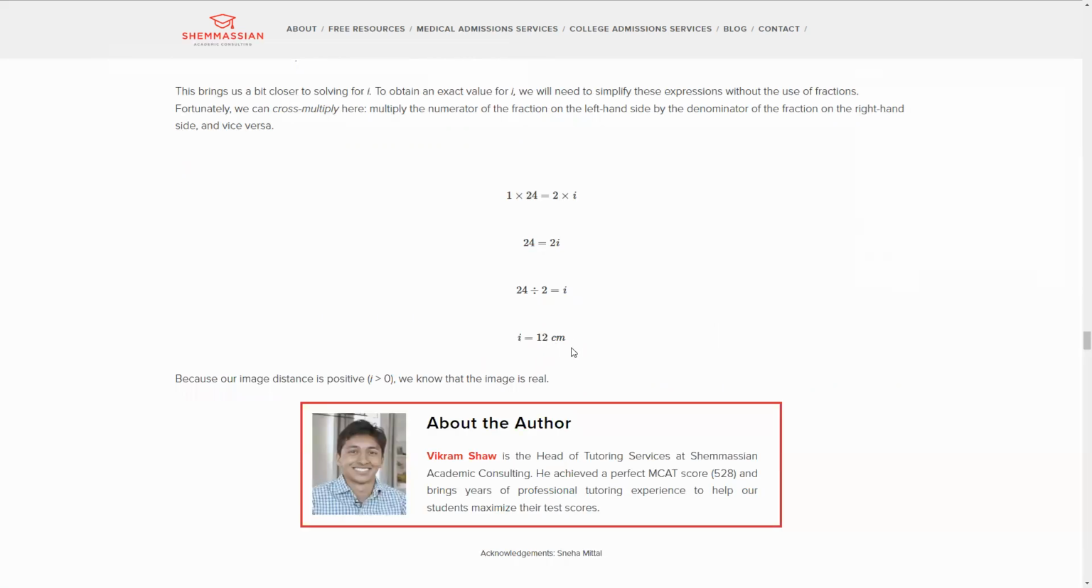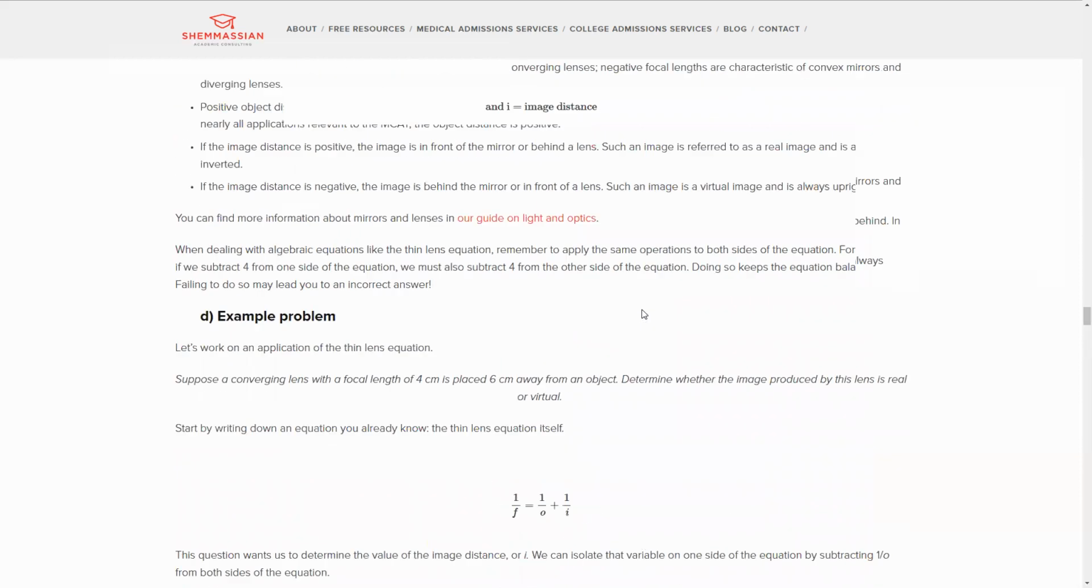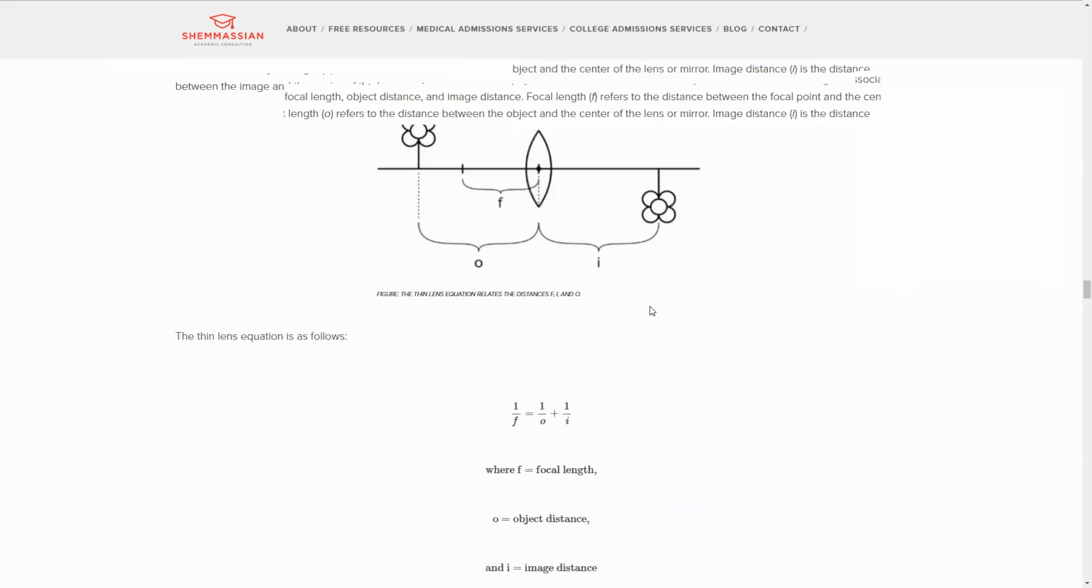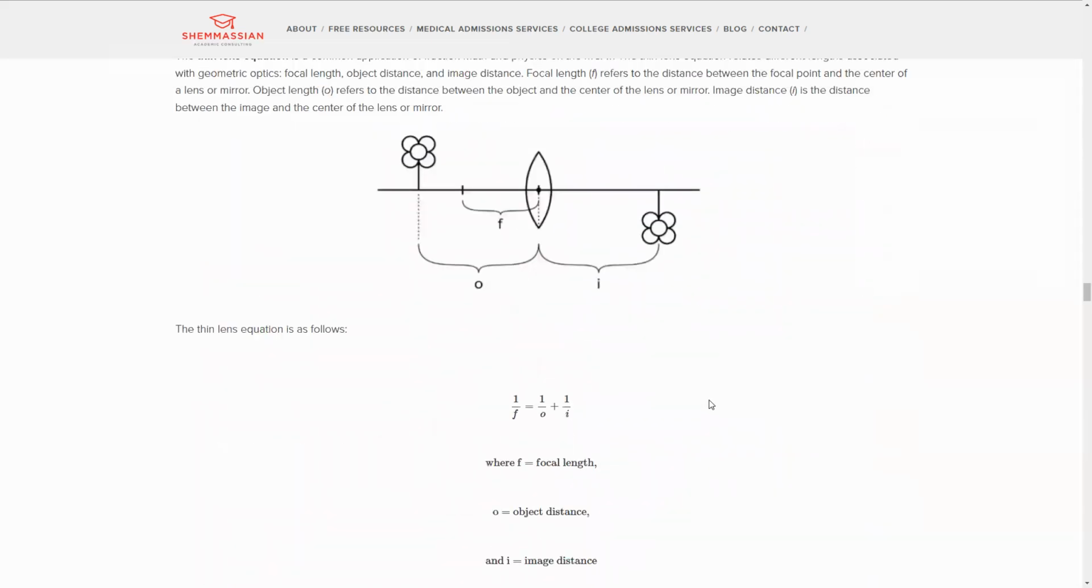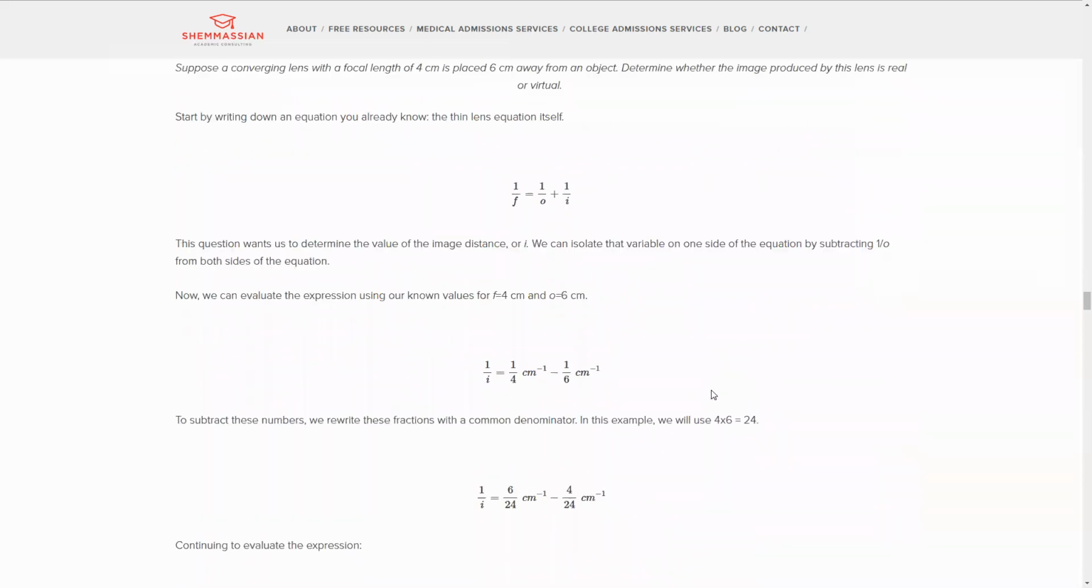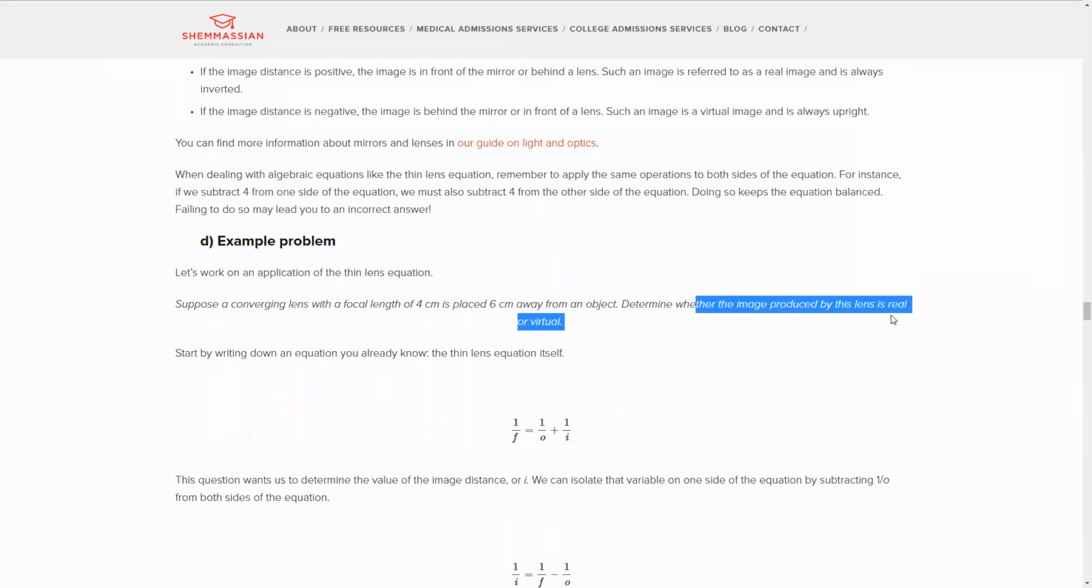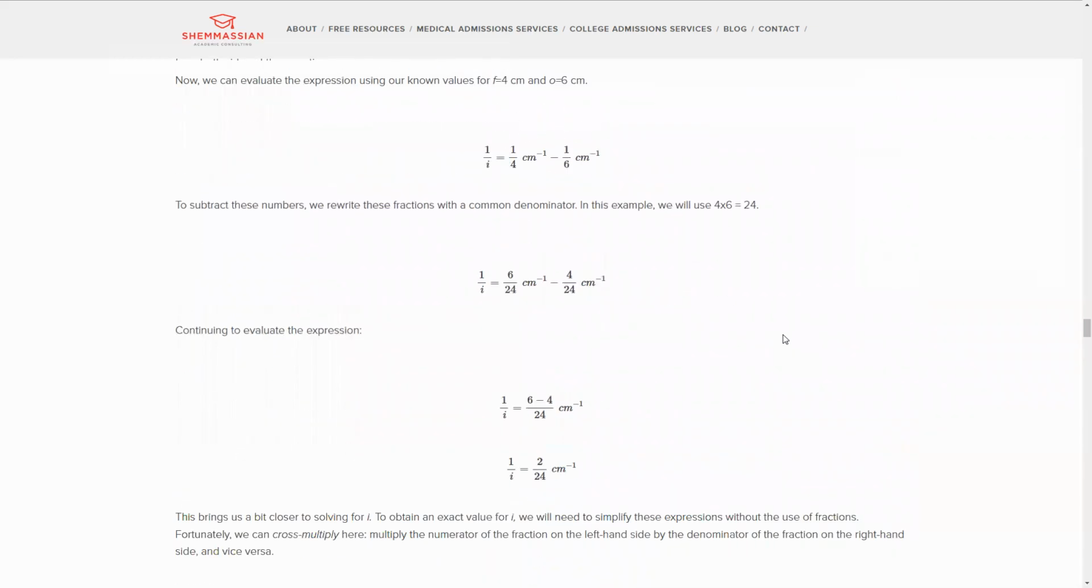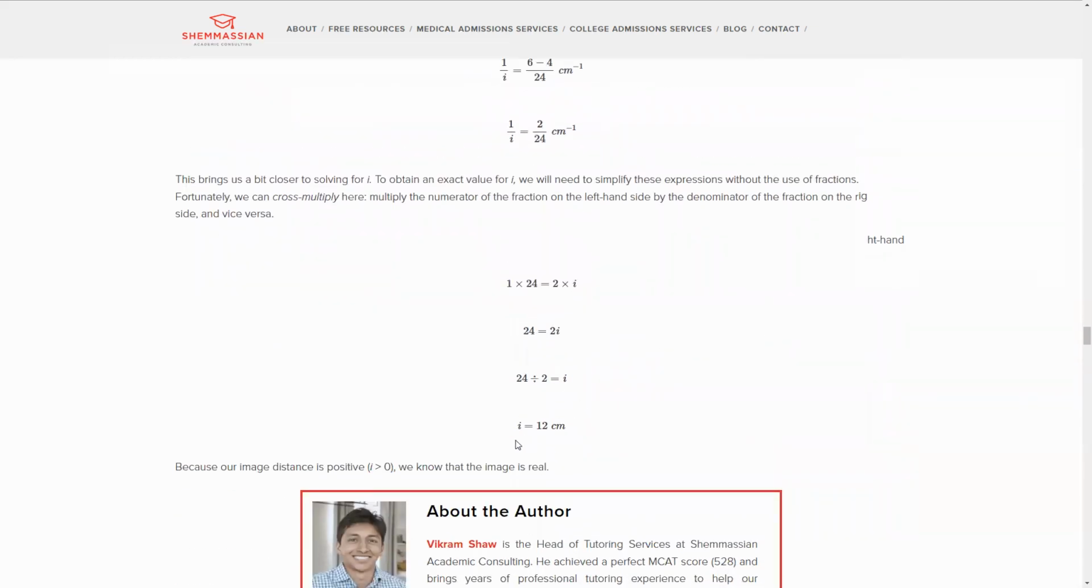Now, this is not your solution, right? This is not the solution because they asked something else. They asked, is the image produced by this lens real or virtual? So in this case, with this value, we need to be able to make that determination.